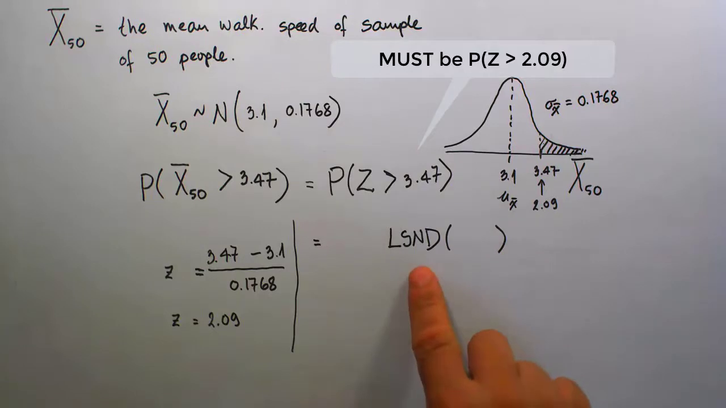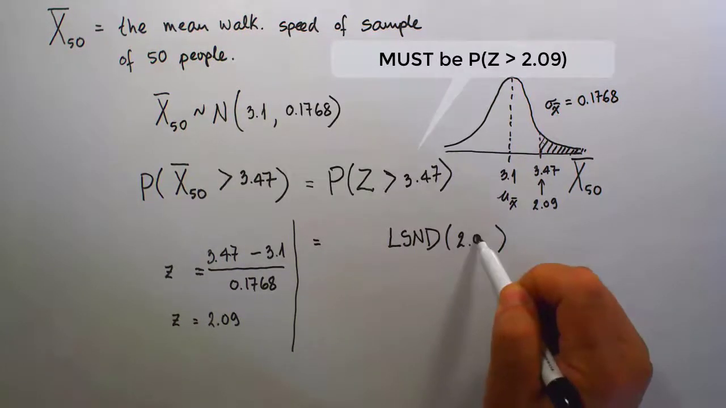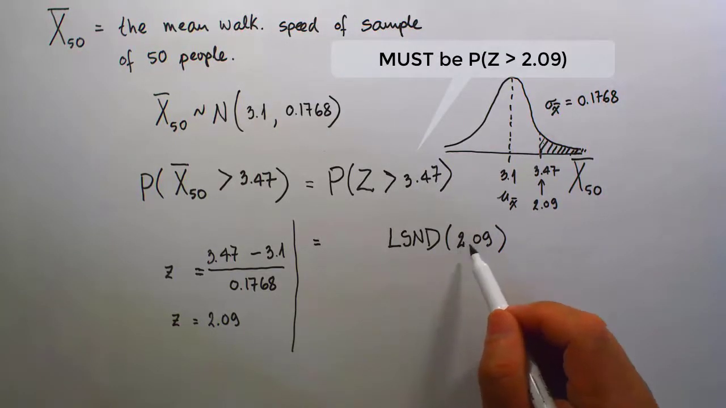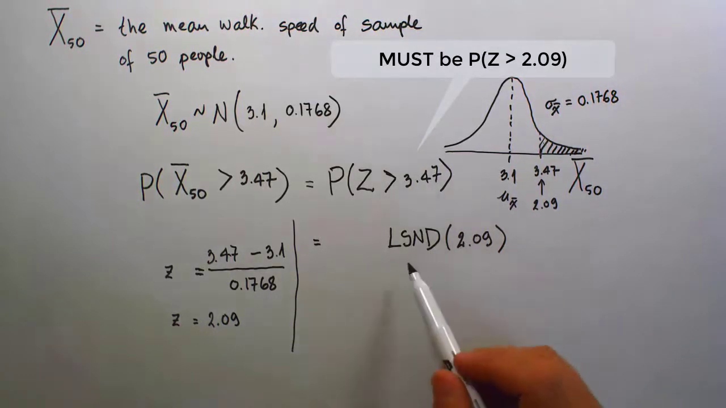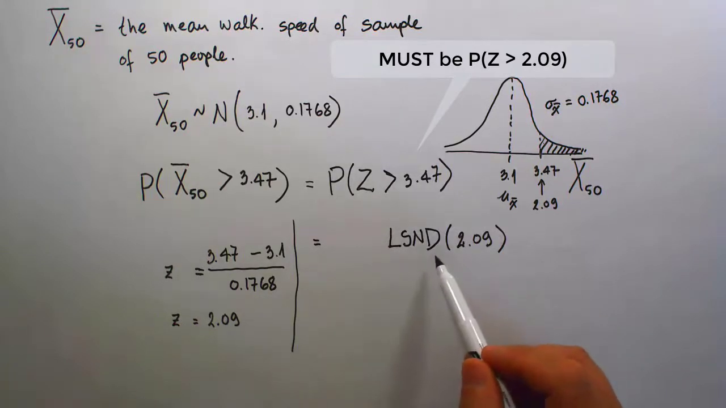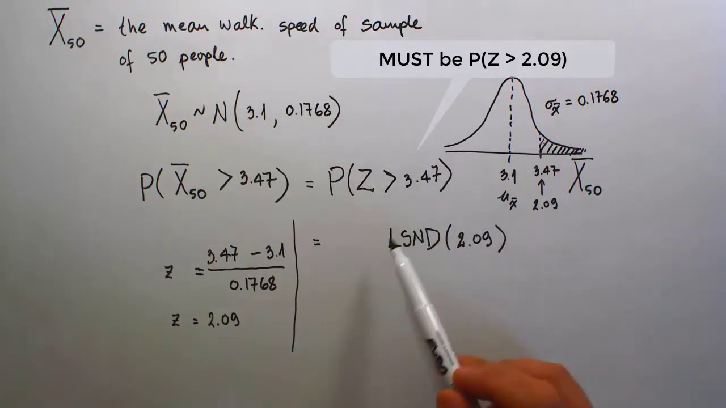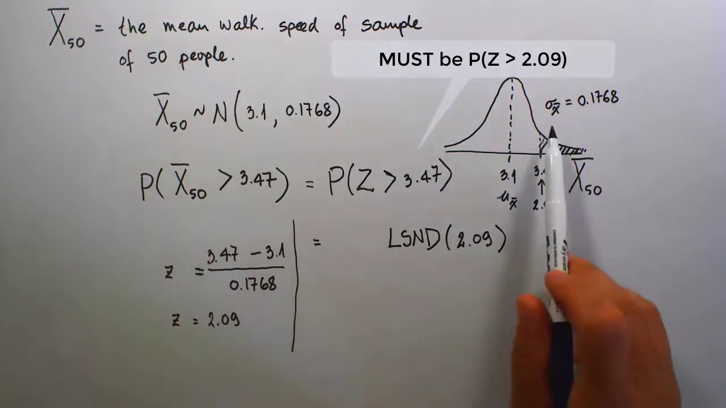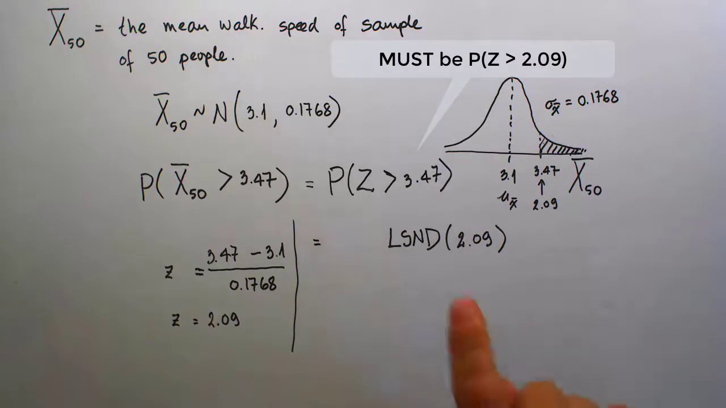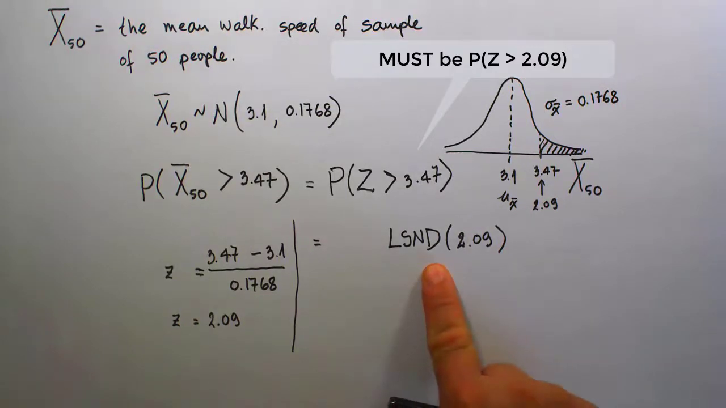Or any equivalent technologies. I'm going to run my LSND program with the provided z-score 2.09. But the idea of this, and I'm sure if you don't like my LSND program, you can use many other technologies, is that any technology has an equivalent function to find the area to the left of any z-score, shaded to the left of any z-score on the bell curve. That's what my LSND is for, once again.